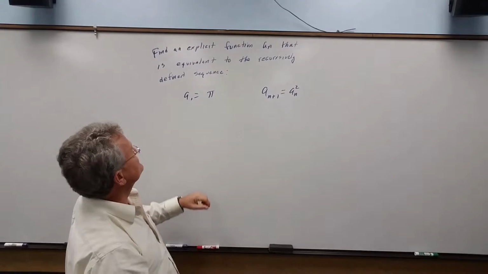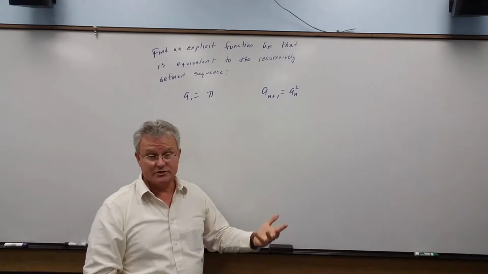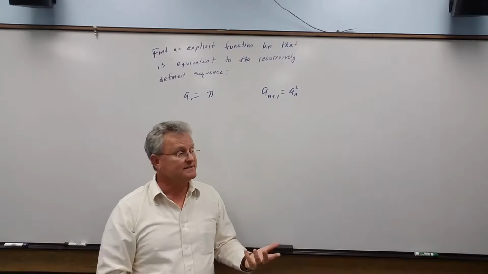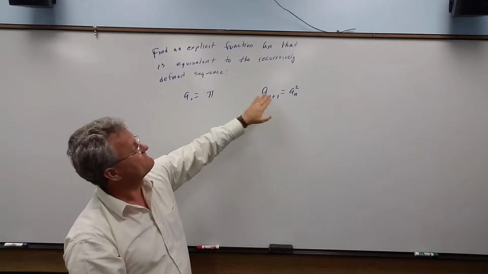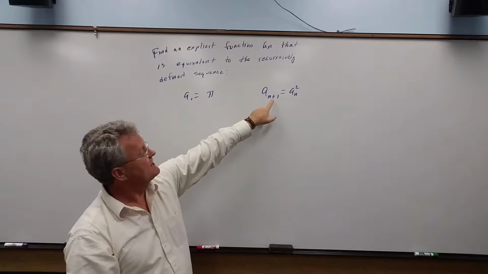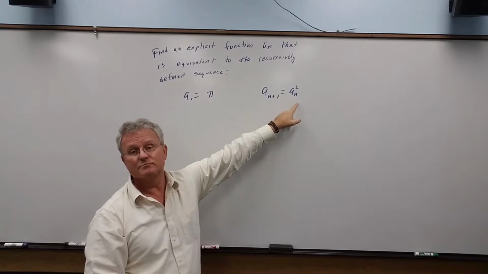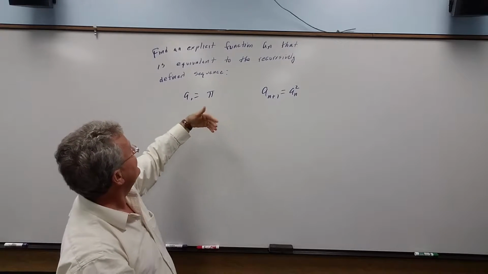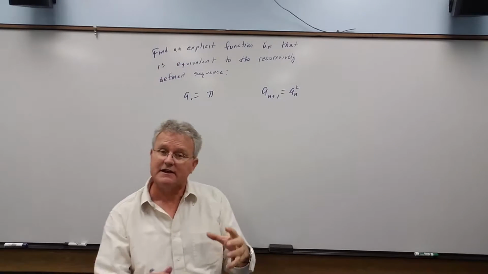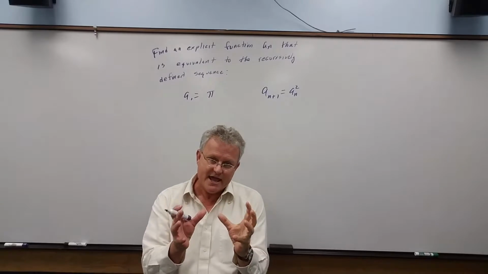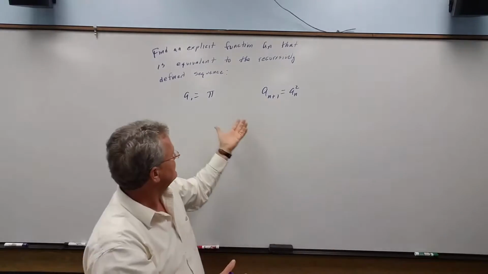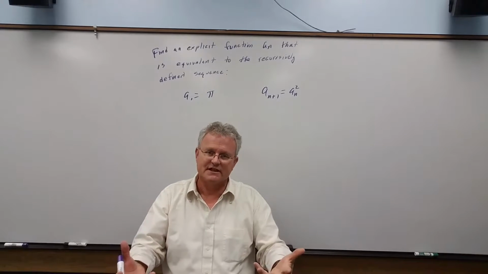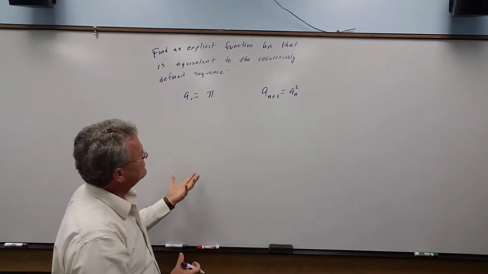Okay, so here we're going to do an example. We're given a recursively defined sequence. That is a sequence that's defined recursively. The next term is defined in terms of the previous term. It's a recursive definition. And what we want to do is find an explicit function, a_n, that can, in just one function, a_n equals, give us the same sequence. How do we do it?